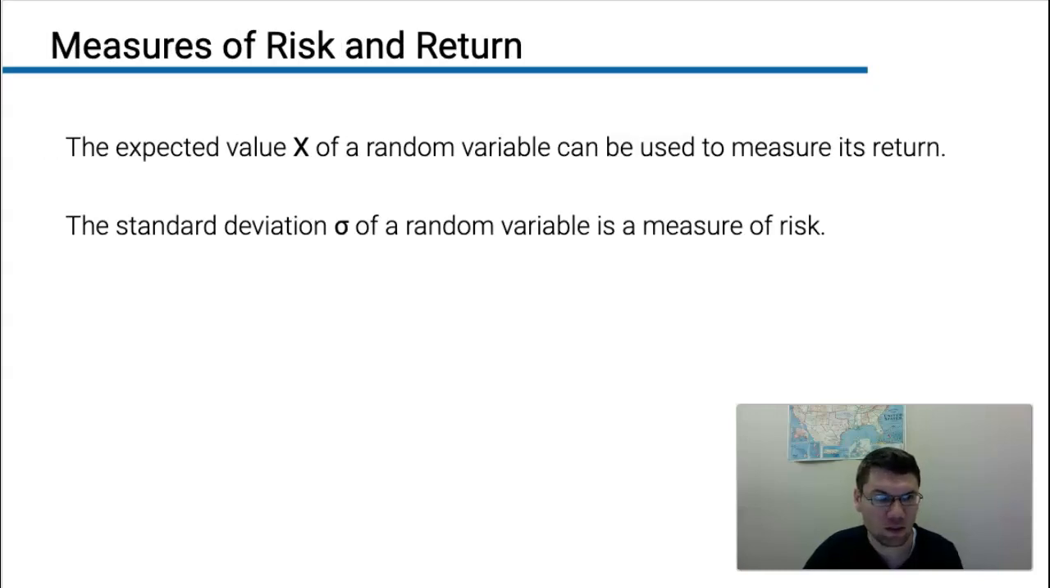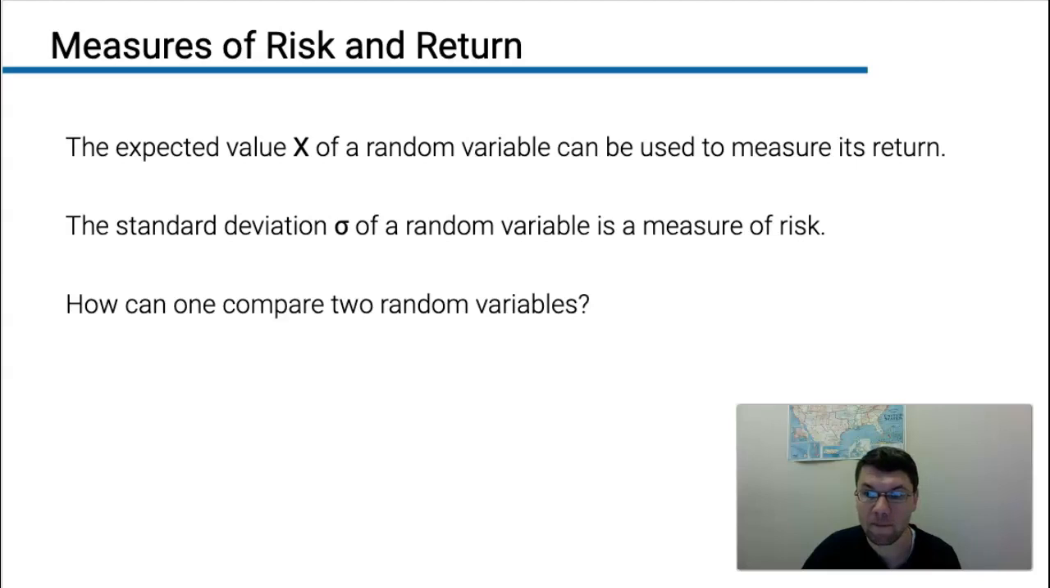So what have we done so far? So far, we talked about measures of the return, that is the expected value of a random variable, and also a measure of risk, that is the standard deviation of the random variable. And so we can use these two measures to compare two random variables to each other, but there are limitations to doing so.